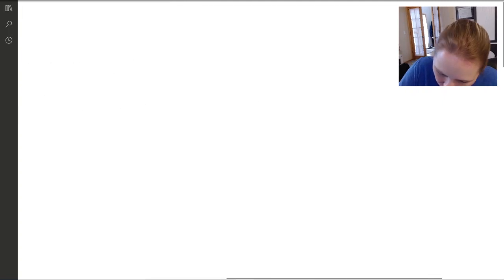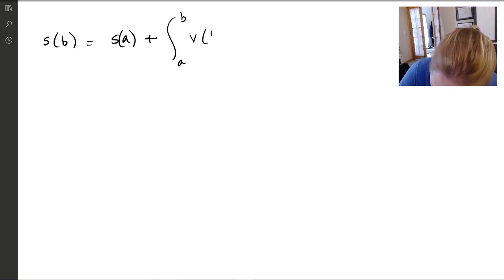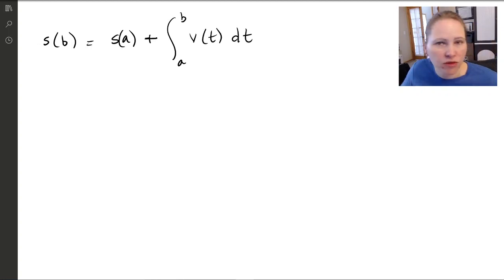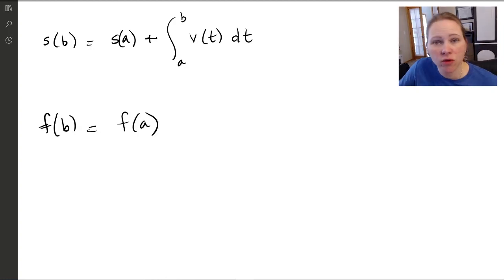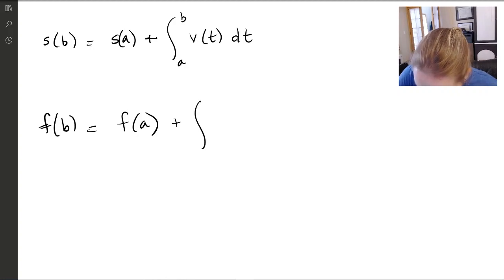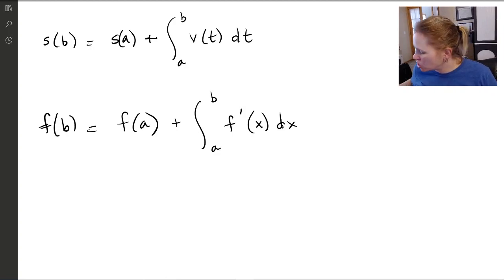One of the ways that we've been expressing this in class is simply this. If you have some sort of integral where you're given a position at time A, you're going to add to it the integral from A to B of our velocity function with respect to t. So in general, for any function, this works: f(b) equals f(a), the initial condition. A is always our start, so what we're starting with, plus the integral from a to b of f prime, so the derivative, from a to b. So this is our generalized form for finding the amount of change.